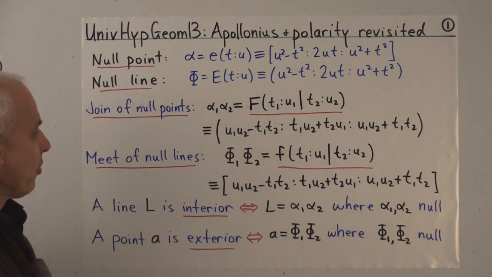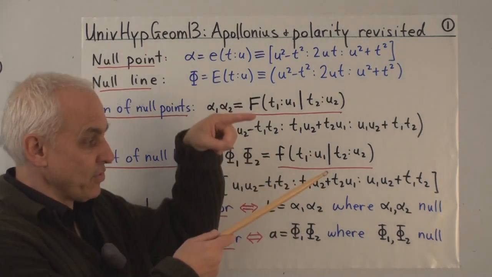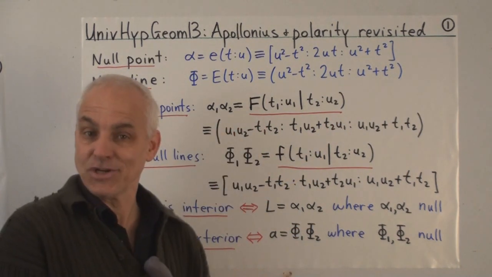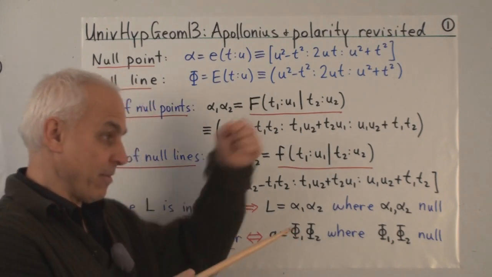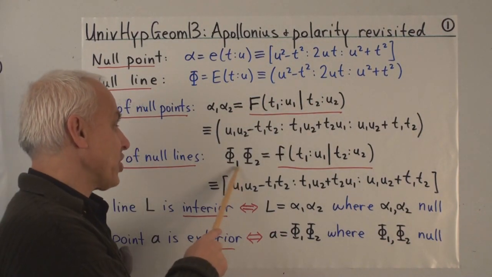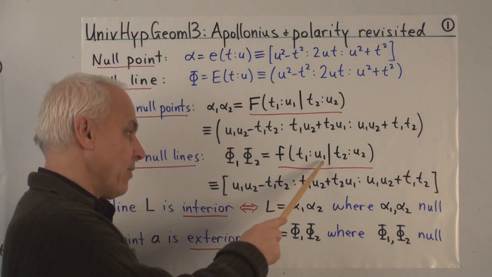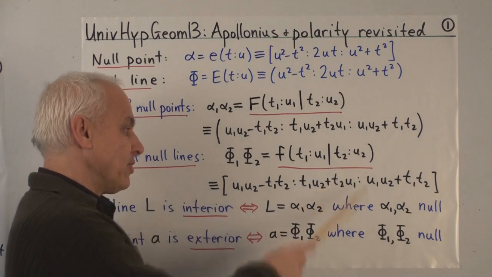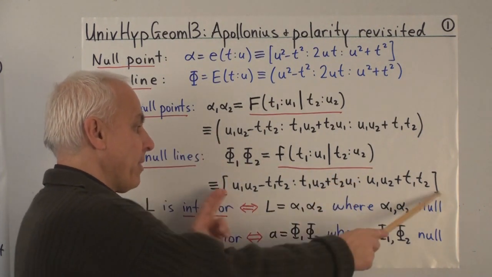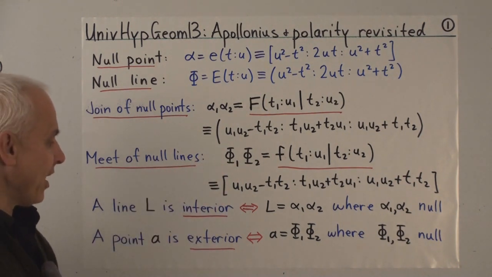And exactly in a dual way, we have a formula for the meet of two null lines. If we have two null lines, which are just lines that are tangent to our null circle, then they're going to meet somewhere. And if the proportions determining the null lines in this fashion here are again t1 to u1 and t2 to u2, then exactly the same formula, but now with closed brackets, gives us the meet of those two null lines.